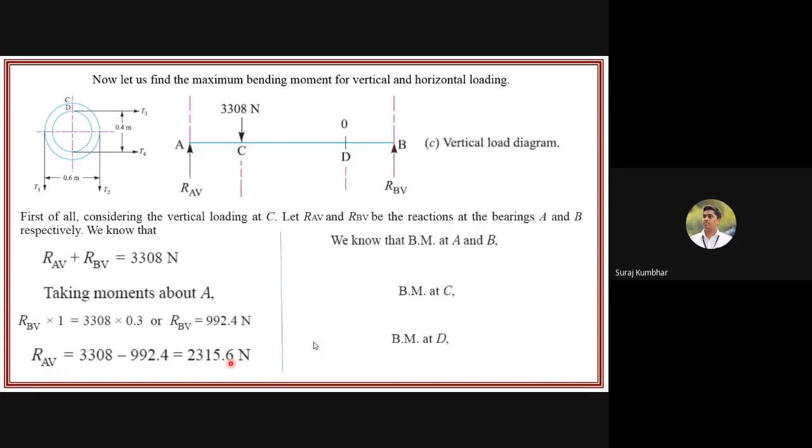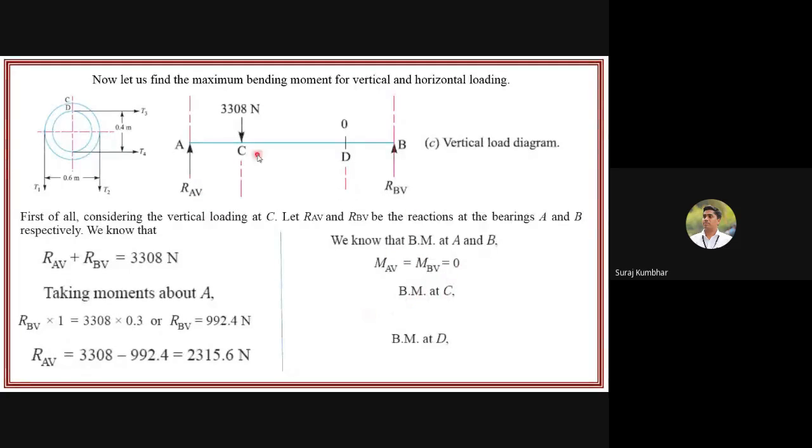It is correct. Now we need to find the bending moment at A and B. It is zero. So the bending moment at A and B is zero, and we need to take the bending moment at C and D, because C and D are the pulleys. Here A and B are the bearings. So MAV, the bending moment at A in the vertical direction, and MBV, the moment at B in the vertical direction, are zero.